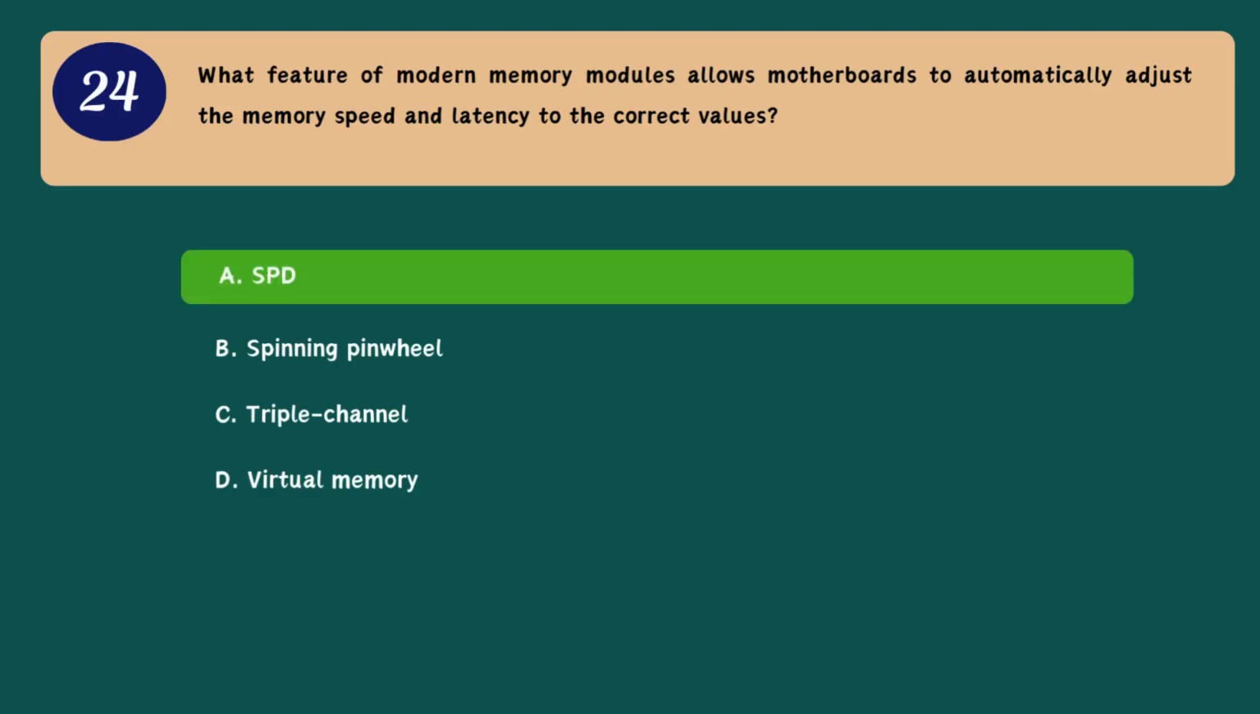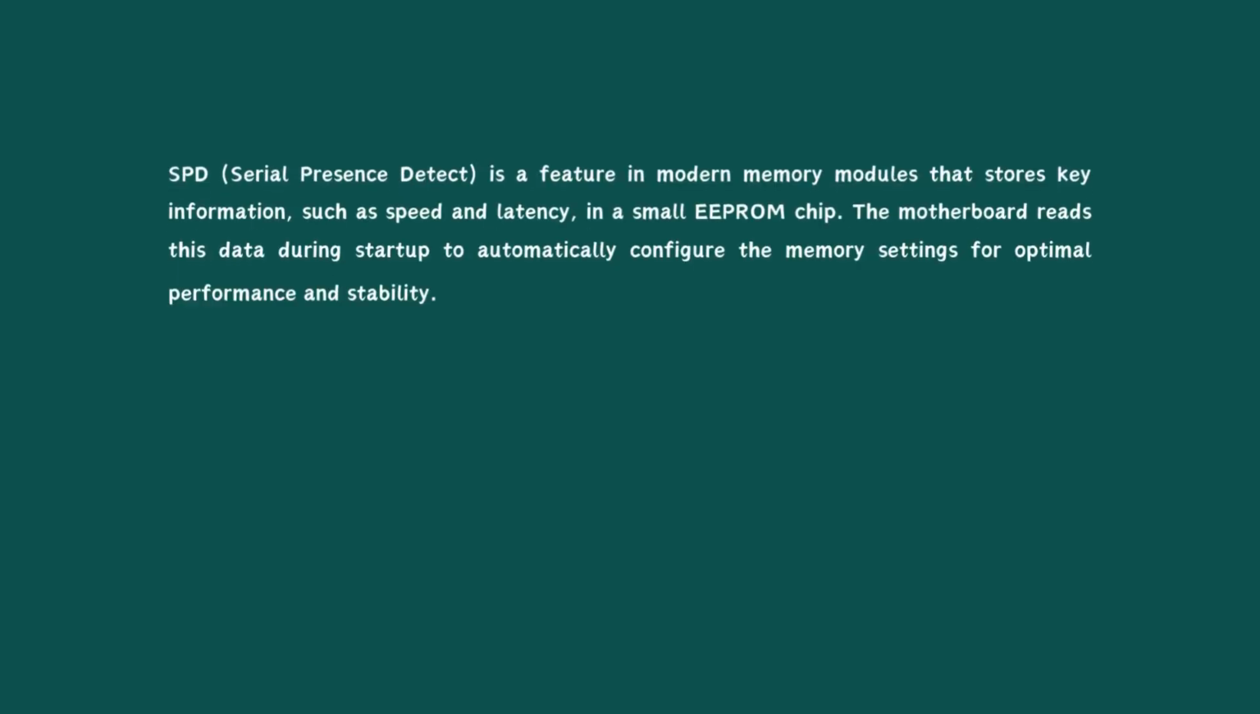Correct answer. A. SPD. SPD, serial presence detect, is a feature in modern memory modules that stores key information, such as speed and latency, in a small EEPROM chip. The motherboard reads this data during startup to automatically configure the memory settings for optimal performance and stability.